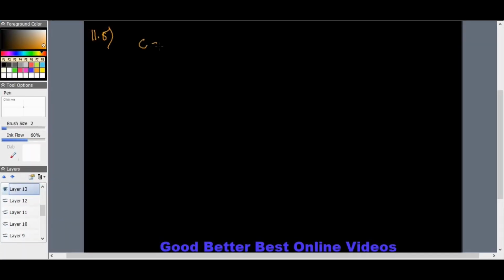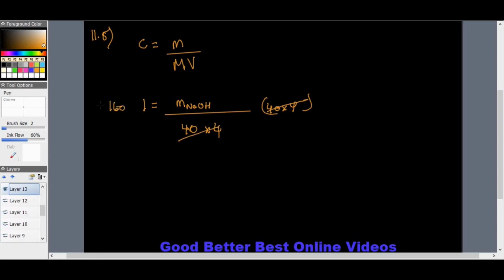So again, C is equal to the combined formula m divided by big M times V. Concentration was 1. The mass of NaOH is still unknown. All over, I think it was 40 times 4. Which is 160. So 40 times 4 here cancels, which ends up being 160 here times 1. Therefore, the mass of NaOH is equal to 160 grams.